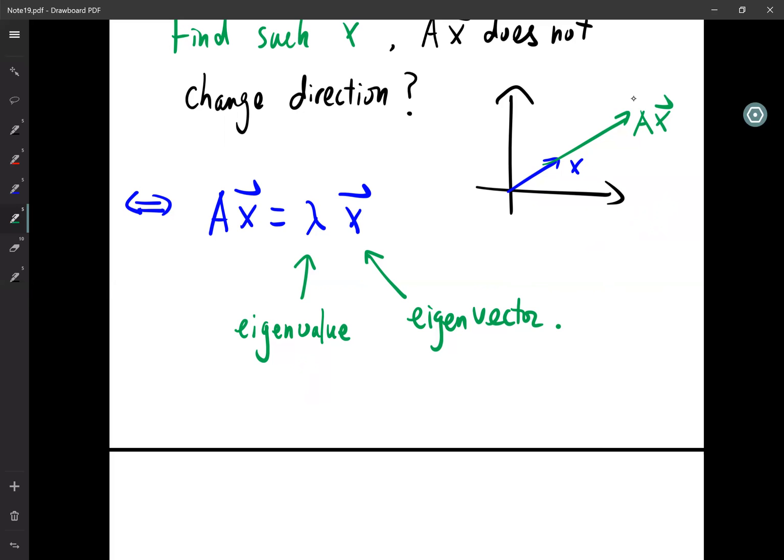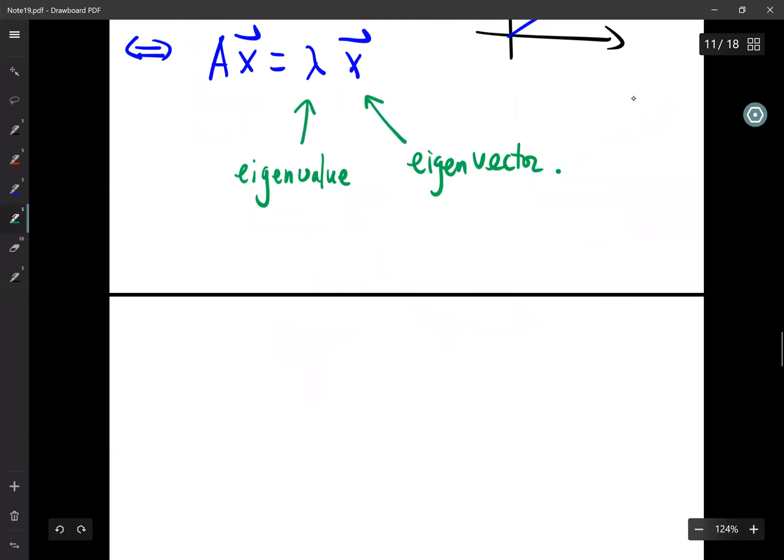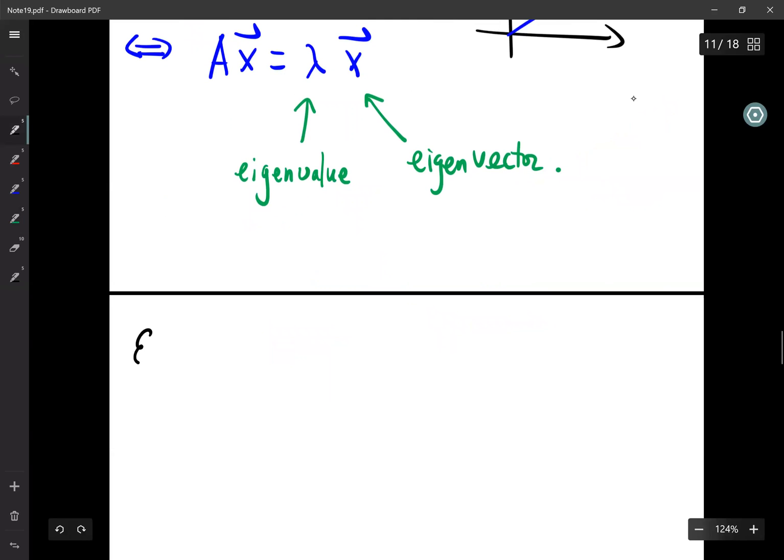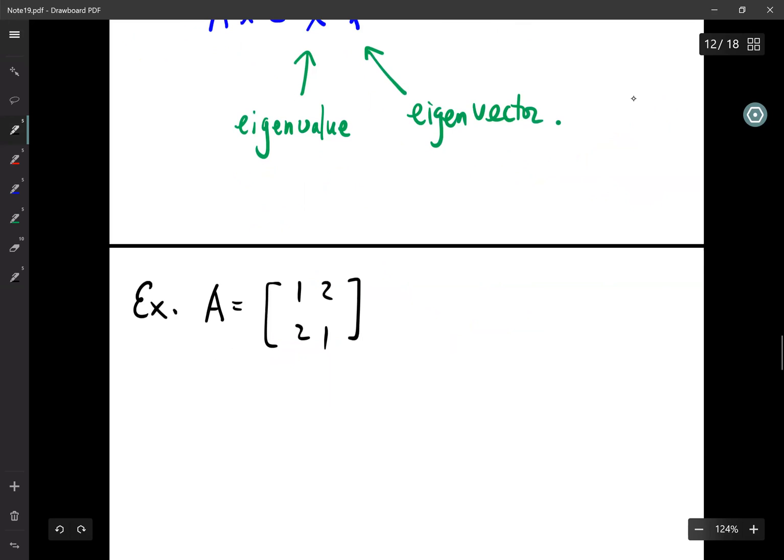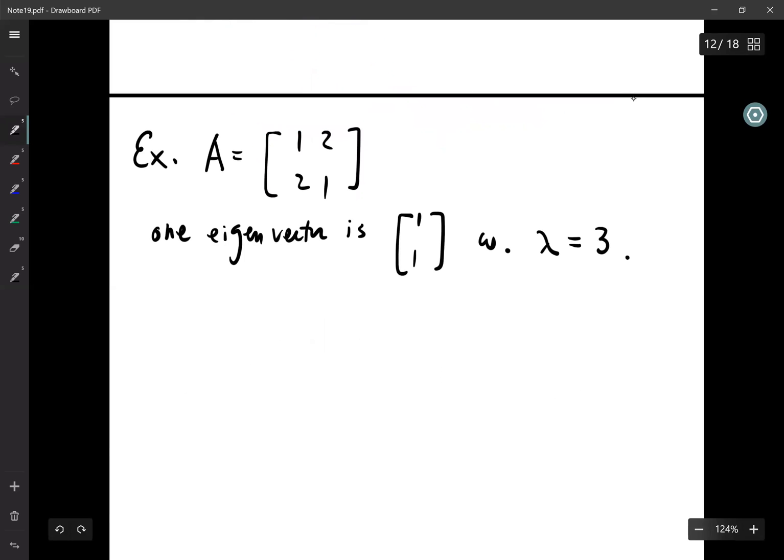Now let us look at some examples and try, given a matrix, to find all its eigenvectors. Let's use the example we talked about before, A equal to 1, 2, 2, 1. We have found one eigenvector. One eigenvector is 1, 1 with eigenvalue lambda equal to 3. Without loss of generality, in this chapter, we're going to use lambda to denote the eigenvalue.